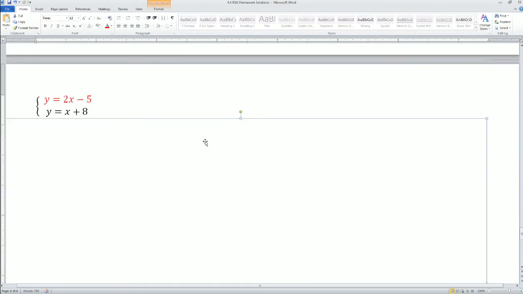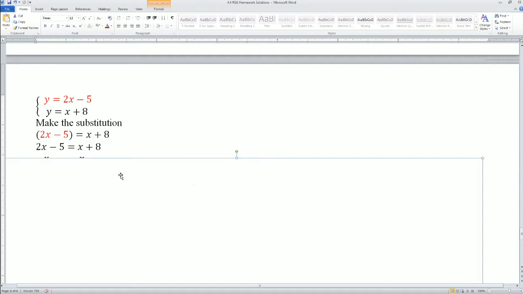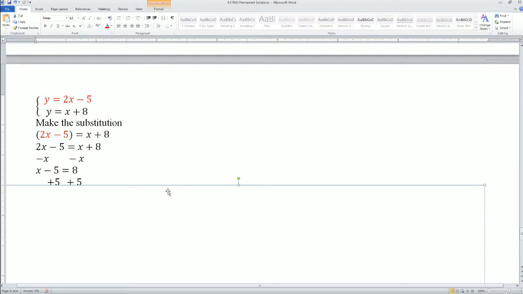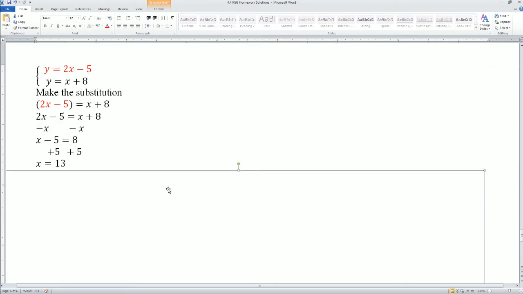Next, you have y equals 2x minus 5. You have y equals x plus 8. I make the substitution where y was. I plug in 2x minus 5. Now I try to solve for x. So subtract x from both sides. X minus 5 equals 8. So I add 5 to both sides. Then I get x equals 13.